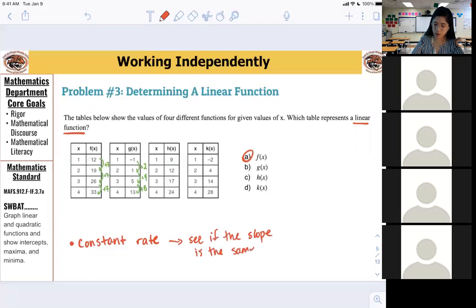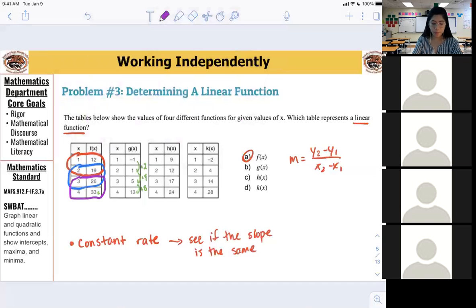So you can use your slope formula, y2 minus y1 over x2 minus x1, and you want to check the slope between the first two. So plug those numbers in, then do it again between the second two values, and then do it again between the third two values. Do it 3 times the charm, and if it matches each time, you know you're good to go.